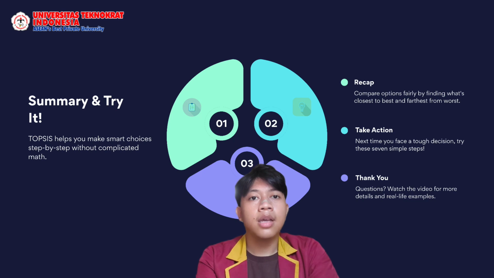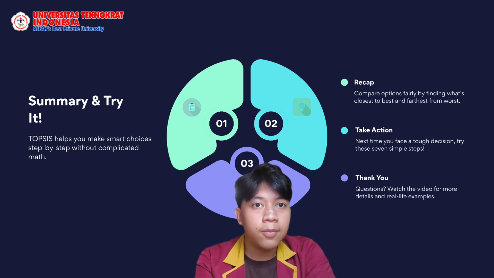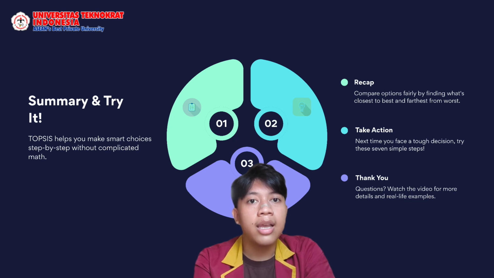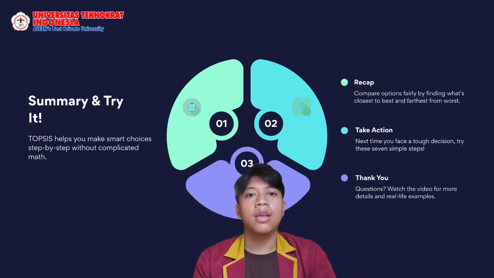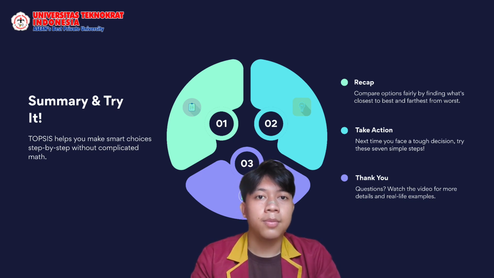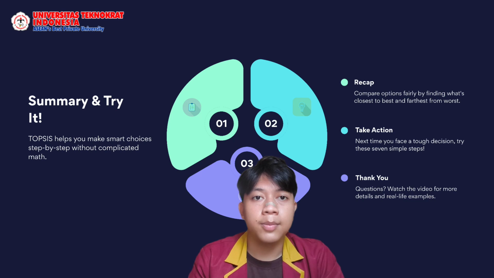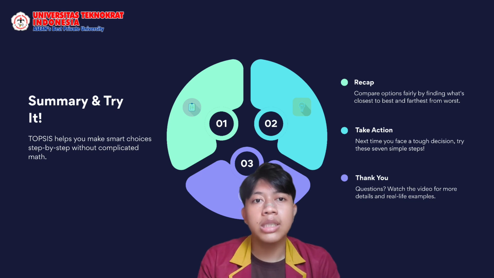To summarize, TOPSIS is a simple method that helps people choose the best option step by step. The method compares alternatives fairly, considers important criteria, and selects the option closest to the ideal solution. TOPSIS is useful not only for smartphones, but also for scholarship selection, employee recruitment, business decisions, and many other real-life situations.